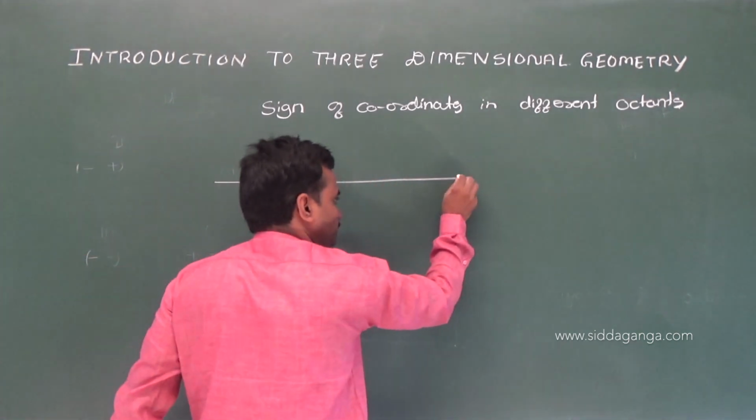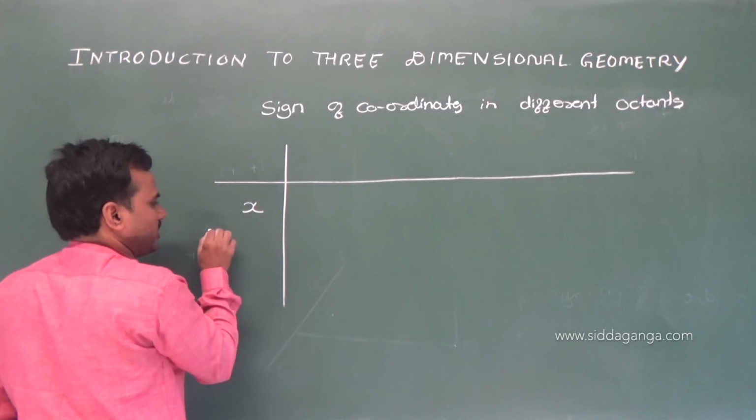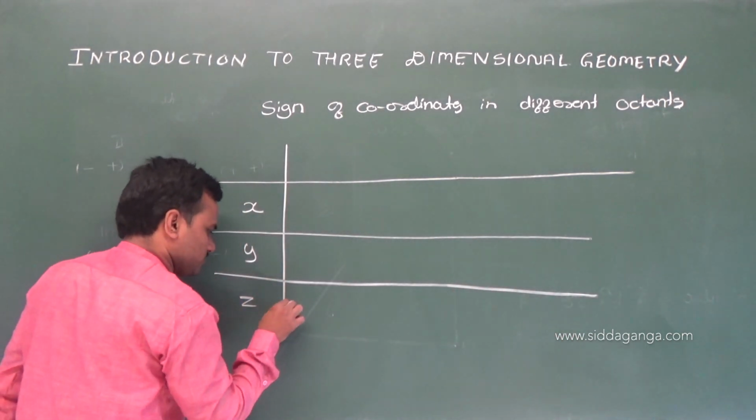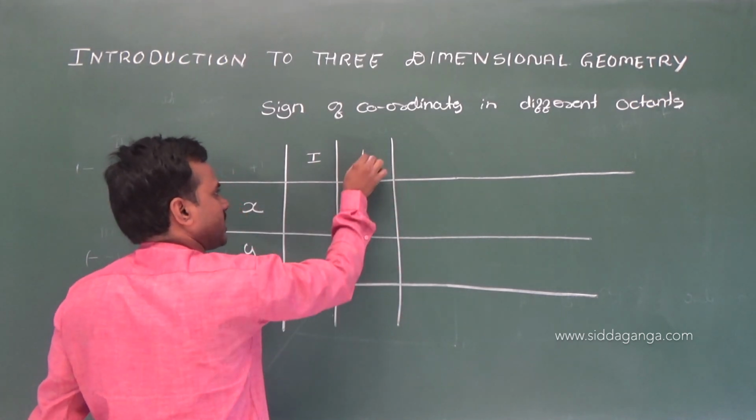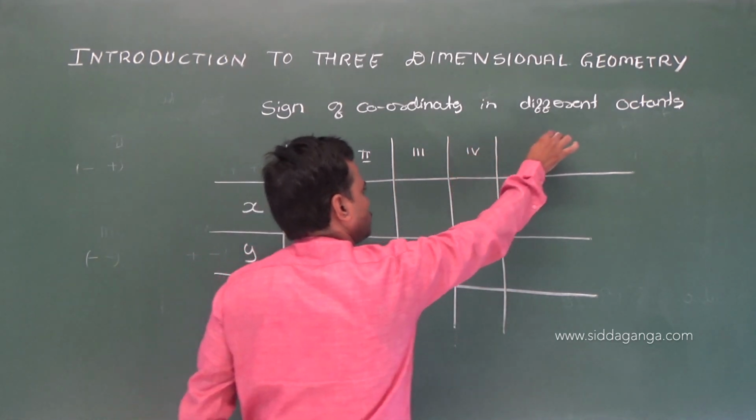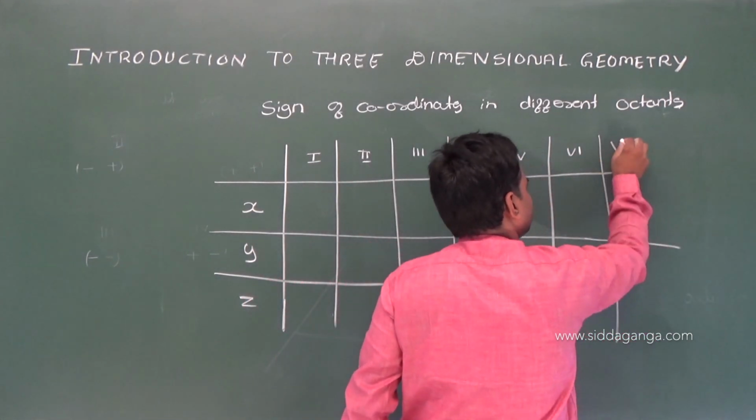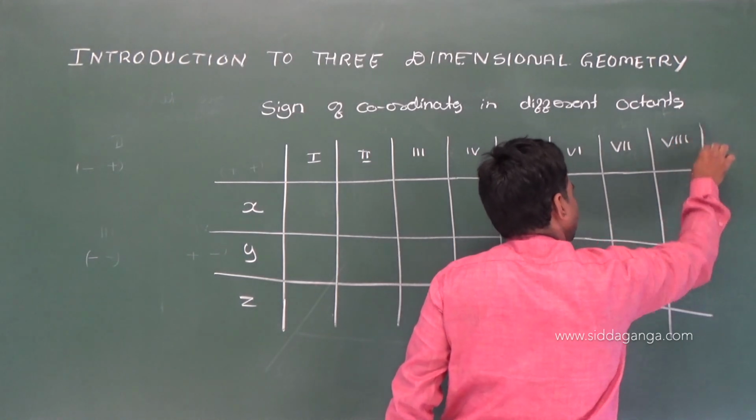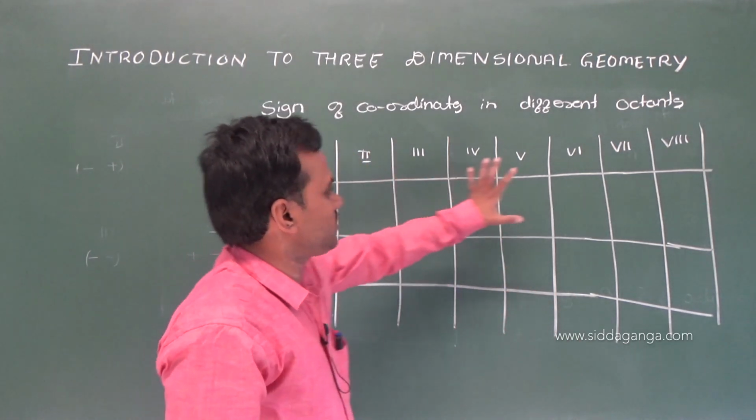It is very easy to understand, a very simple concept. See what I have written here: x coordinate, y coordinate, z coordinate. These are all coordinates. Here are written first octant, second one, third one, fourth one, fifth octant, sixth one, seventh one, eighth one. So we know this: the space is divided into 8 equal parts. Each part we call an octant.